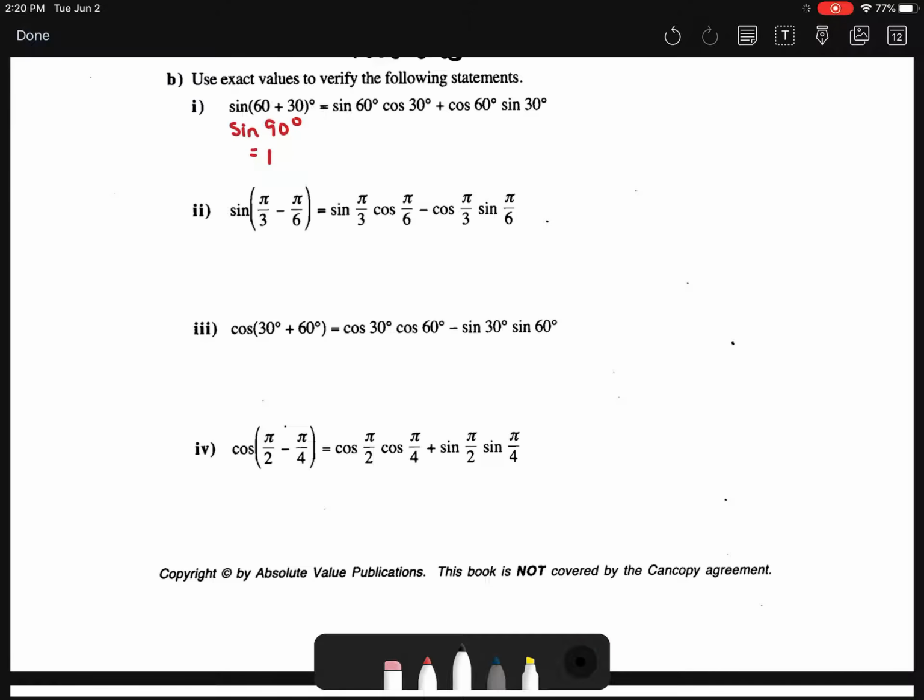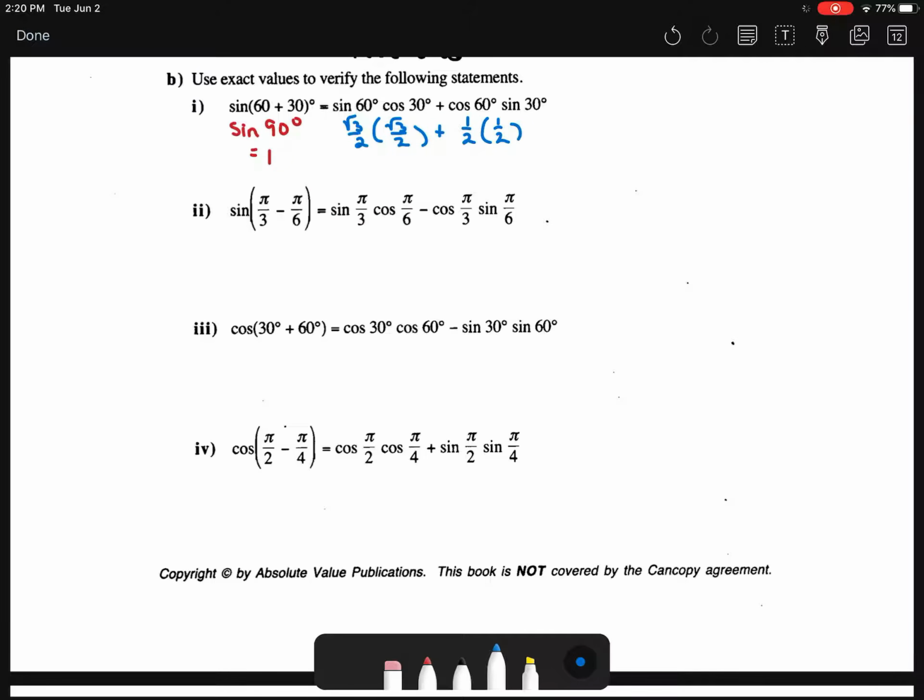On the right-hand side, I have the sine of 60 degrees. That's going to be root 3 over 2. The cosine of 30 degrees, also root 3 over 2. To that, I have to add the cosine of 60 degrees. That's 1/2. And the sine of 30 degrees, which is also 1/2.